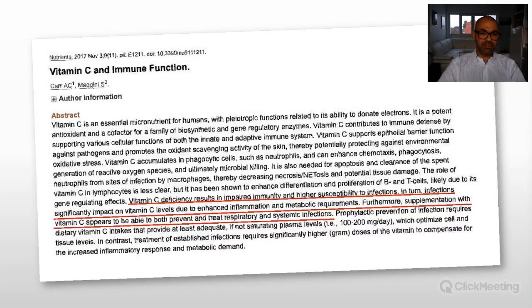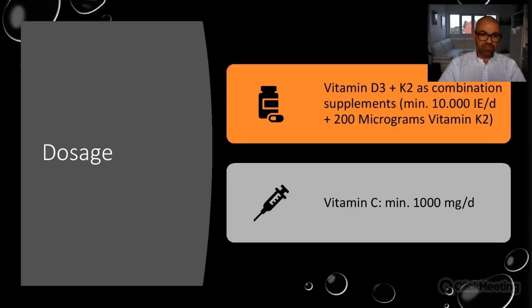This is another study that just describes all that is important to me. Vitamin C deficiency results in impaired immunity and higher susceptibility to infections. In turn, infections significantly impact vitamin C levels due to enhanced inflammation and metabolic requirements. So it is important, and in the last red line, you can see that it's even affecting respiratory and systemic infection. We need to create good vitamin D3 and vitamin C levels.